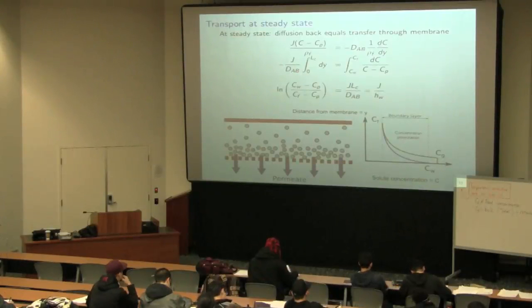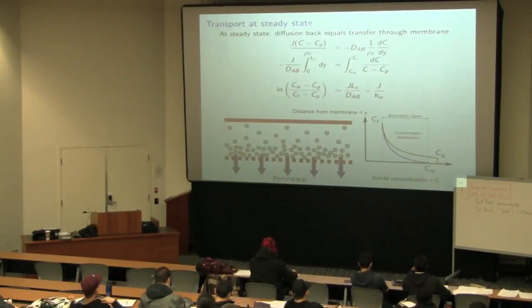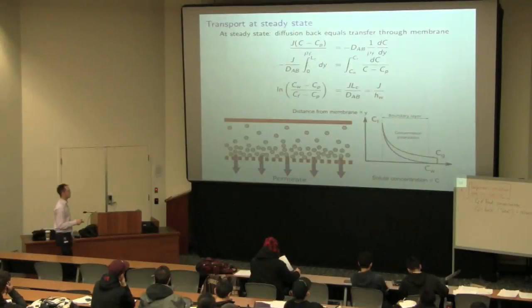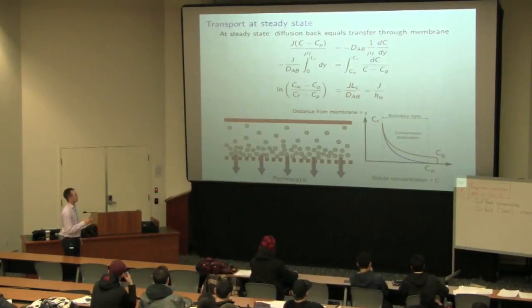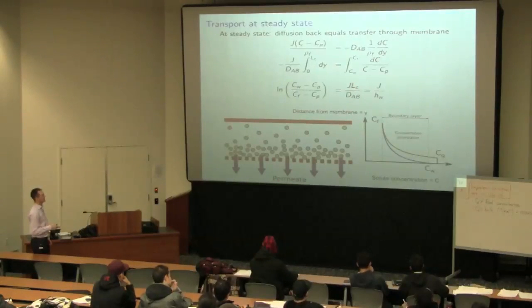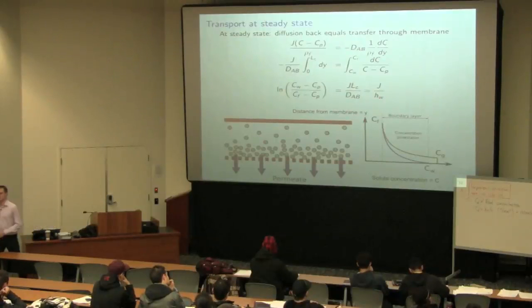Straightforward integration then gets us that the log of that ratio of concentrations is equal to the flux J, the flux of the permeate through the membrane. So that's the rate, the meters cubed per meters squared of area per second of permeate leaving the membrane. So flux refers to the permeate flow, times the thickness of that boundary layer divided by the diffusivity. And because we don't know that boundary layer thickness, we essentially lump those two terms together, D_AB divided by LC, and that becomes our mass transfer coefficient, HW.